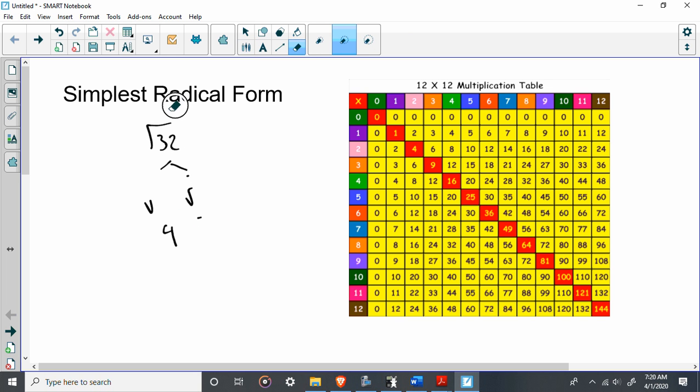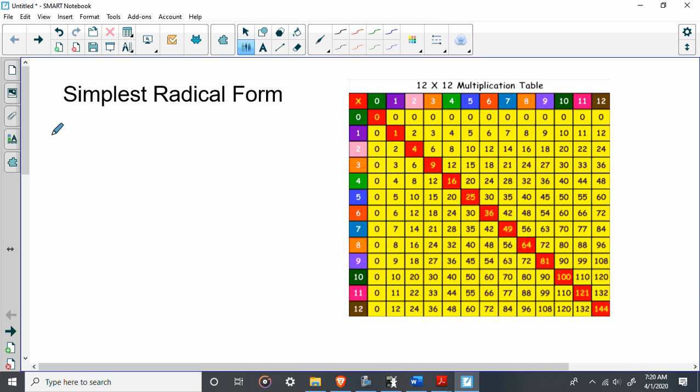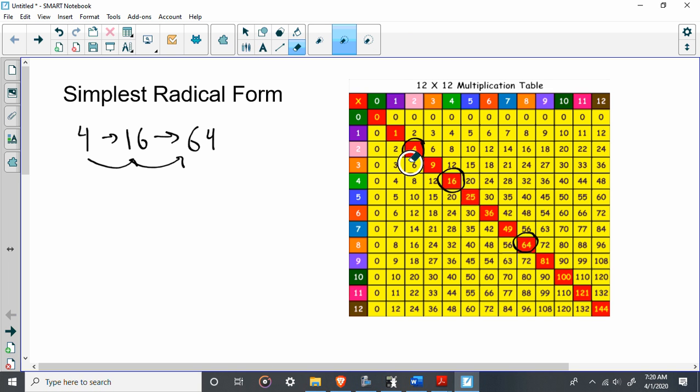Just a word to the wise, if 4 works, check 16, right? If 16 works, check 64, right? Because if you see, all those numbers are on my perfect square list, right? But we also know that 4 times 4 makes 16. Actually, 16 times 4 makes 64. So we have these kind of strings and families that we should be checking, right?